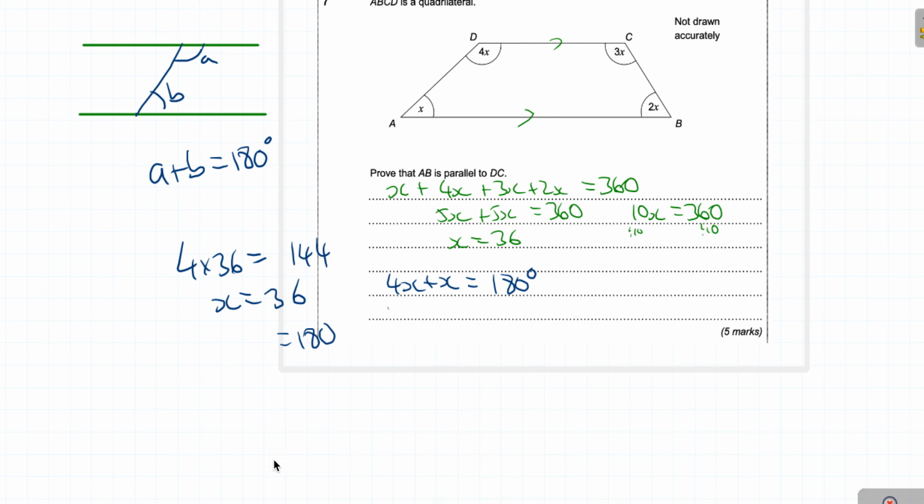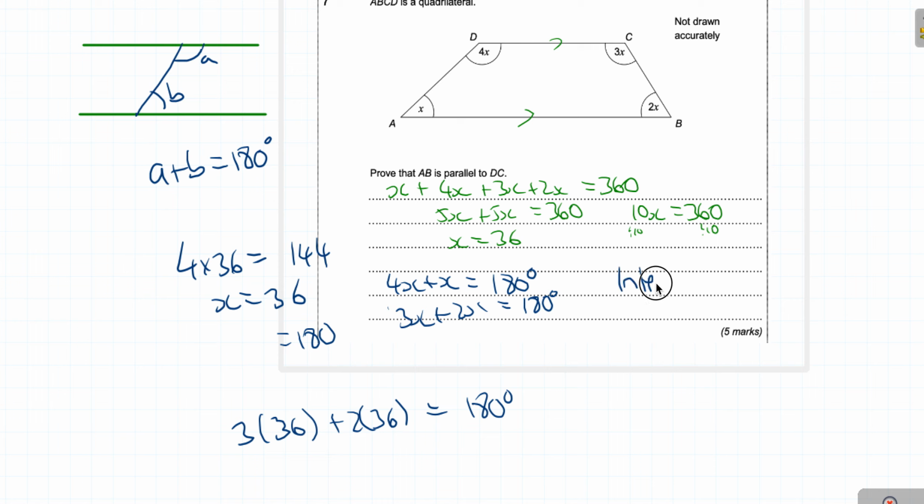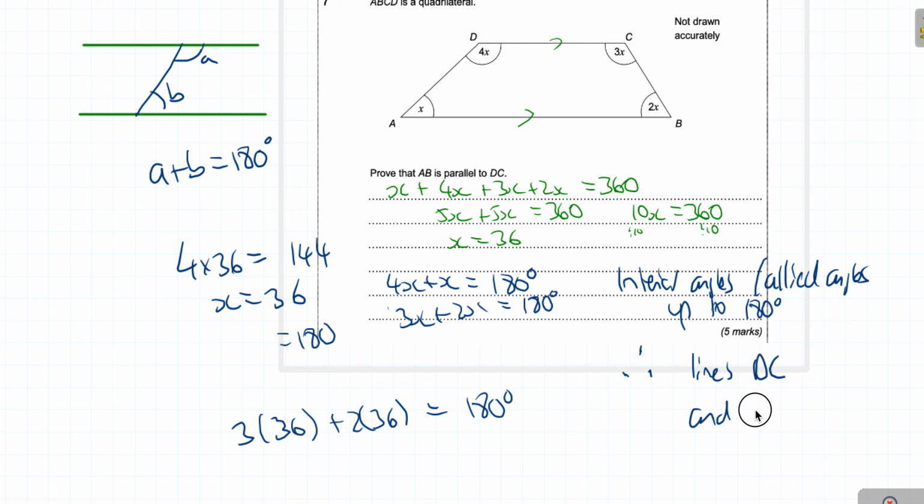And I can test the same thing out here, 3x plus 2x, so 3 times 36 plus 2 times 36, and plug that in your calculator, which gives you again 180. So again you've proven that 3x plus 2x is equal to 180. So therefore we can say that the interior angles, or allied angles, which is what these are called, add up to 180 degrees. So therefore the lines DC and AB must be parallel.